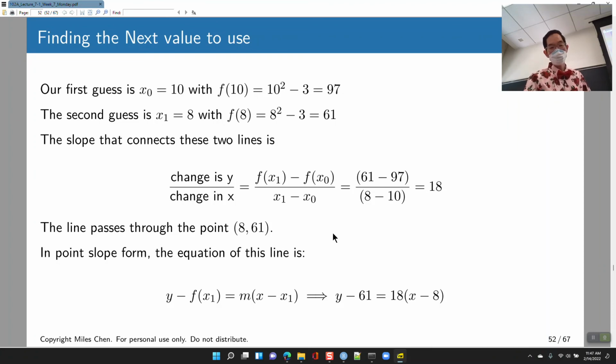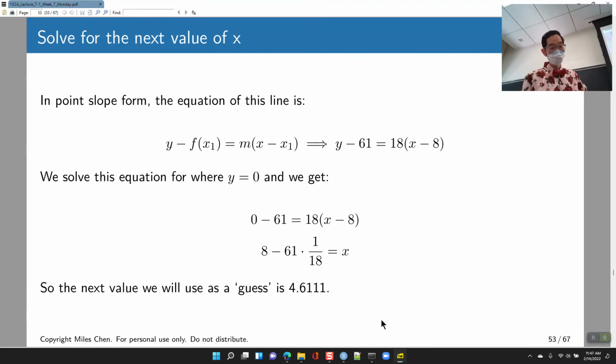Okay, and so we say, all right, so in point slope form, what is the equation of the line that passes through that? We're going to say y minus f of x1 times the slope 18 minus x1. So we plug in the point, 8, 61. And this is the equation of that line, and we want to figure out where this line crosses the line 0, right? Where y equals 0. And so we plug that in, and we're going to say, okay, let's plug in 0 for y, solve for x. We'll get 8 minus 61 times 1 over 18, and the next value is going to be 4.611. Right, so just solving for that.